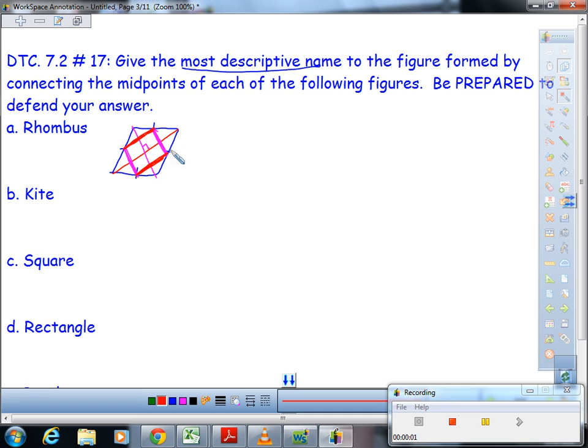So since the pink diagonal is perpendicular to the red diagonal, and the pink line is parallel to the pink line, red line parallel to the red line, how is this pink segment related to this red segment? They're perpendicular, which makes that shape a rectangle. Did you get that right?